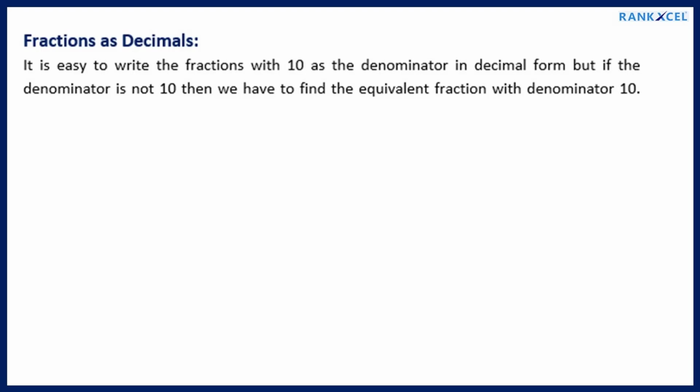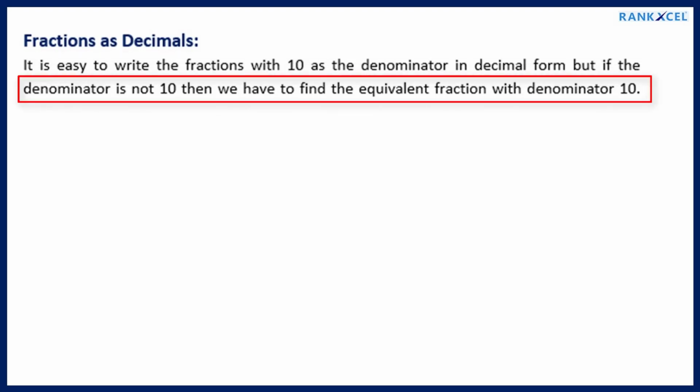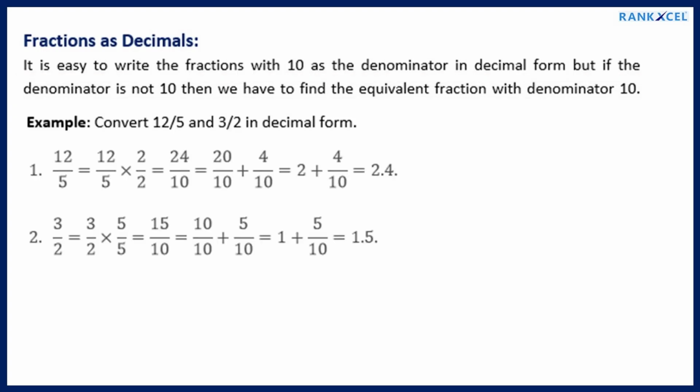Fractions as decimals. It is easy to write fractions with 10 as the denominator in decimal form, but if the denominator is not 10, then we have to find the equivalent fraction with denominator 10. Example, convert 12 by 5 and 3 by 2 in decimal form.